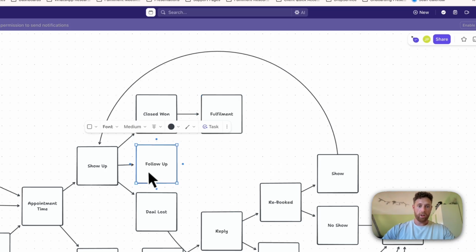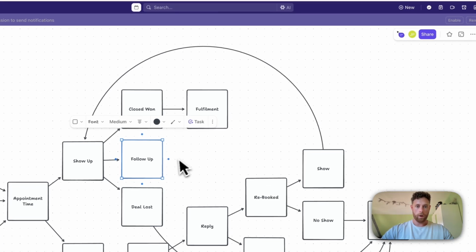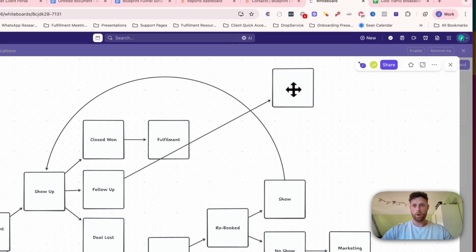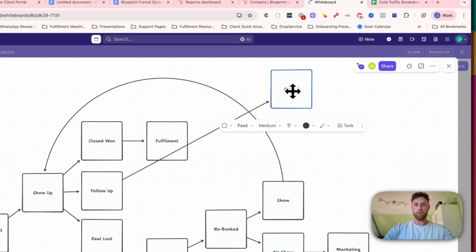Okay. Now, follow up. We're not done here. Just because they had a sales call doesn't mean it closes. So we're going to bring this all the way over here. There we go. And this is either closed won or closed lost. Okay. And let's just say 7 days max.